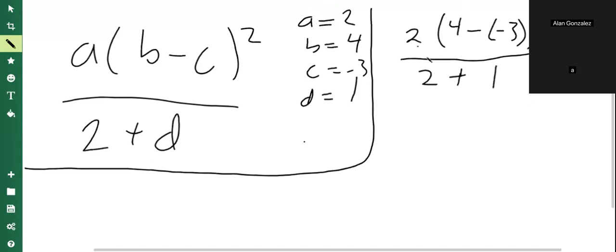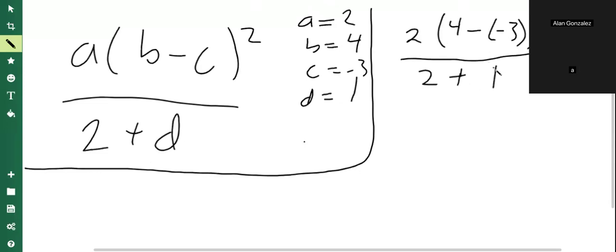So we just plug it into our expression. So notice wherever we see a, I'm going to plug in 2, which I did. I saw b is 4, so I plugged in 4. C is -3, so I plugged in -3. D is 1, and that's my thing.